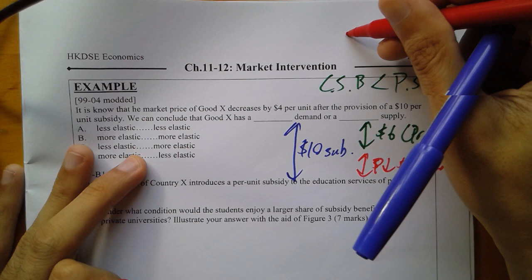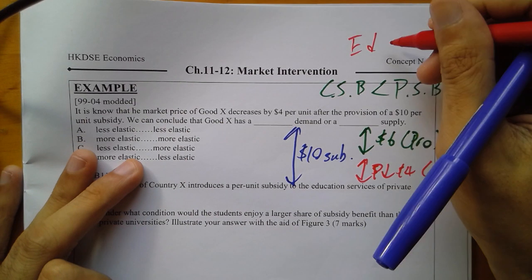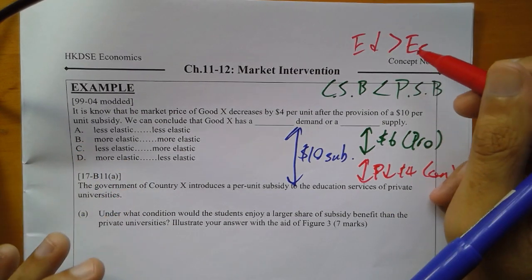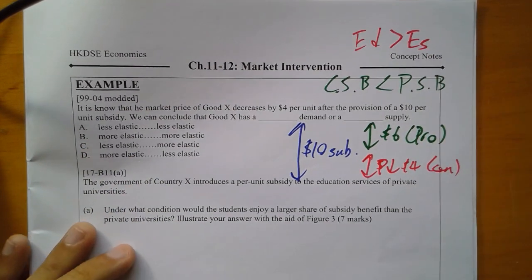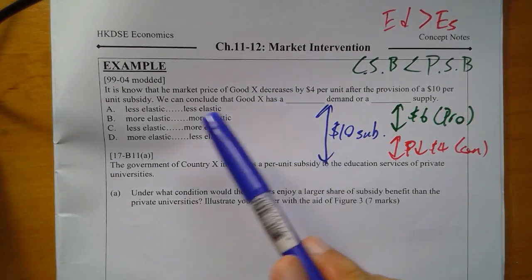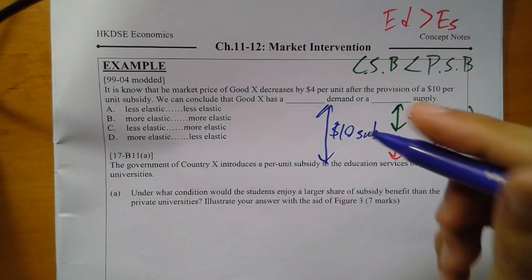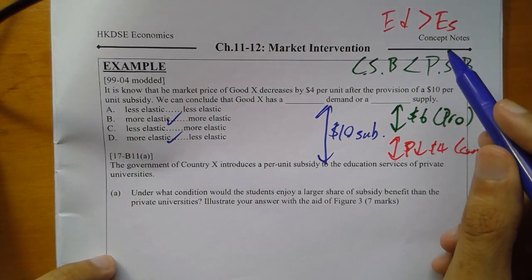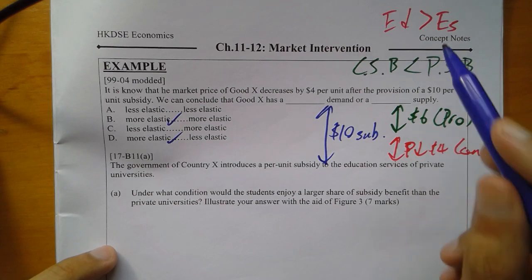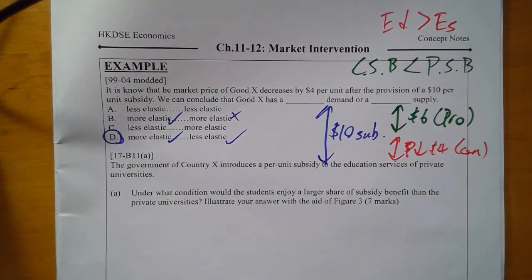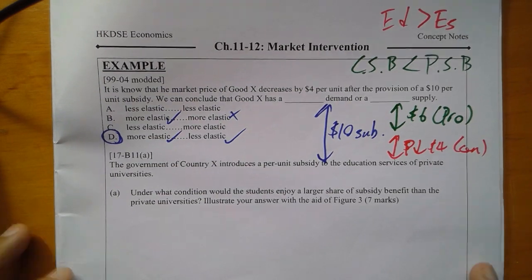It would mean that ED, because the consumer is eating less now, remember? CSB eating less, it would mean that demand should be less elastic than supply. Okay, so we can conclude that a good X has a more elastic supply, or a less elastic demand. D would be the answer we want. Okay, this is how we look at it.